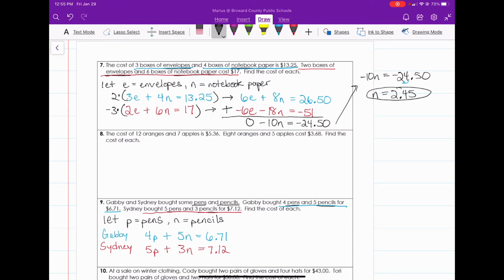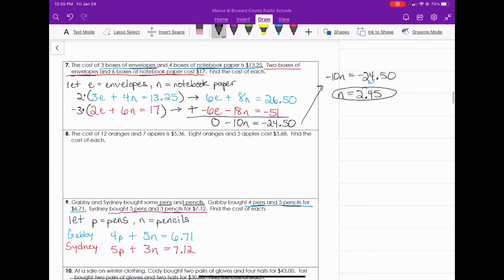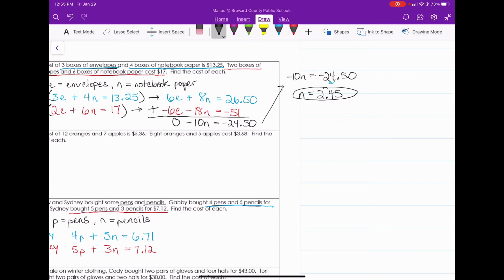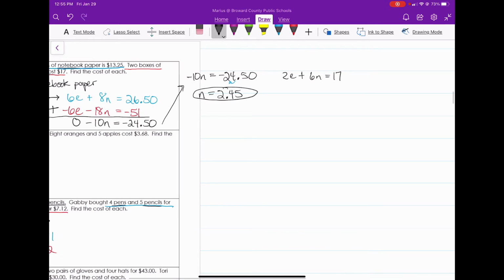Now that we've solved for n, we need to now go back and solve for e. So we get to plug n into one of the equations. I'm going to pick the second equation. So the second equation reads 2e plus 6n equals 17. And now we know that I'm going to plug in for n, we're going to plug in 2.45.